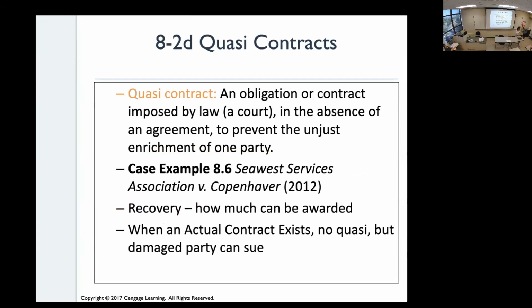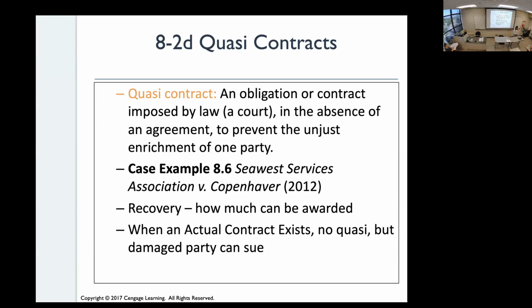All right, next, quasi contracts: an obligation or contract imposed by law in the absence of an agreement to prevent the unjust enrichment of one party. The purpose of our legal system is to make everything fair for everybody, right? Nobody should be unfairly deprived of things they deserve, or get compensation without deserving it. That's why something like a quasi contract exists. Quasi means "as if." I think it comes from Latin. These parties behave as if there's a contract.